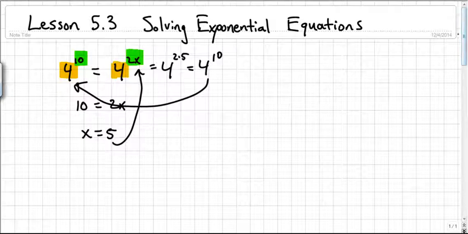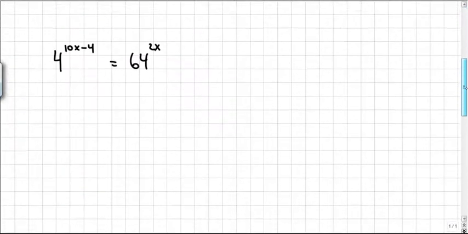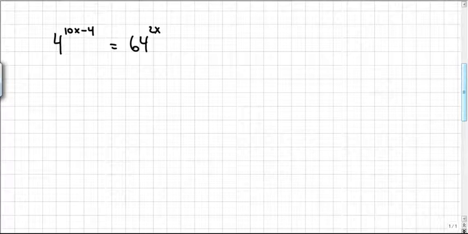Well, what happens if the bases aren't the same? For instance, this problem where 4 to the 10x minus 4 is equal to 64 to the 2x. The way you approach this problem is to manipulate one or both of the bases so that they are the same. In this problem, I'm going to choose to work with the 64 because I know something about the powers of 4. And I'll write what I know down about 4 right over here.